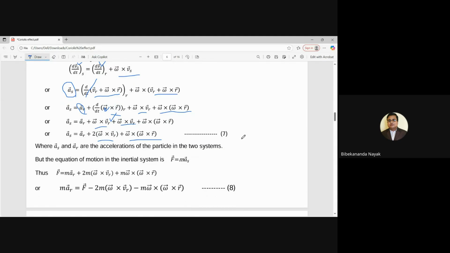Now, if we multiply by the mass of the system, we get the equation of motion F is equal to ma. This F is actually measured in space. In the normal mechanics case it is m ar plus 2 m omega cross Vr plus m omega cross omega cross r. But when we are in a rotating system, the force for us is m into ar. So m into ar is not equal to F exactly. It is F minus two terms: 2 m omega cross Vr and m omega cross omega cross r.